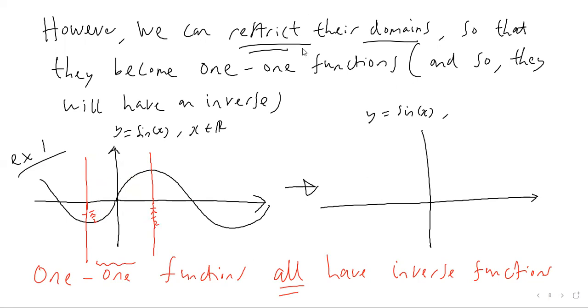So this graph of sine between -π/2 and π/2 is now a one-to-one function. Going between -1 and 1 on the y-axis, this is now a one-to-one function. So when x is trapped between -π/2 and π/2, this is a one-to-one function.